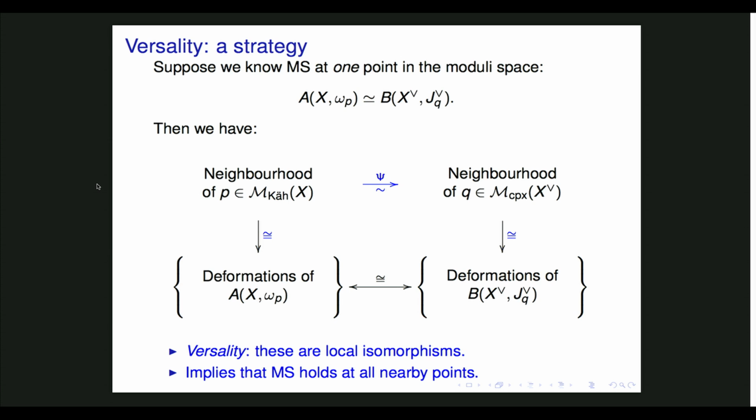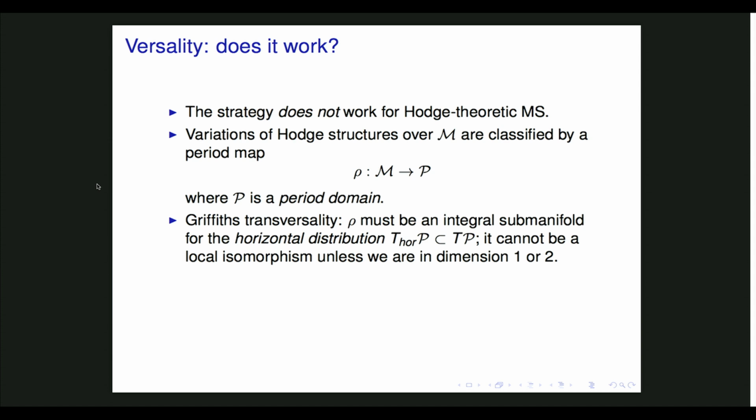So this is the central idea of my talks, this strategy for extending an understanding of mirror symmetry at one point in the moduli space to all the nearby points. But this strategy does not work to prove Hodge theoretic mirror symmetry. And the reason has to do with this Griffiths transversality condition that's part of the definition of a variation of Hodge structures.